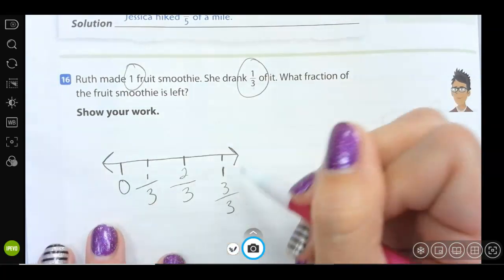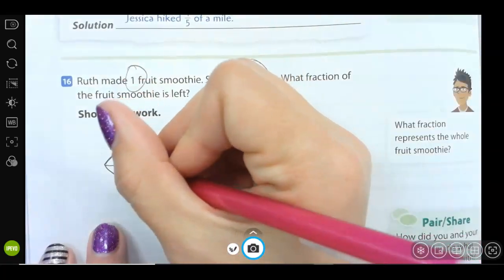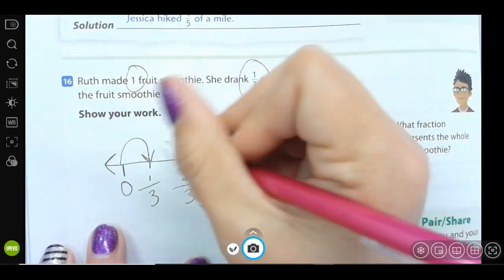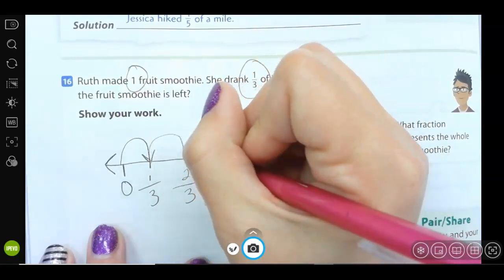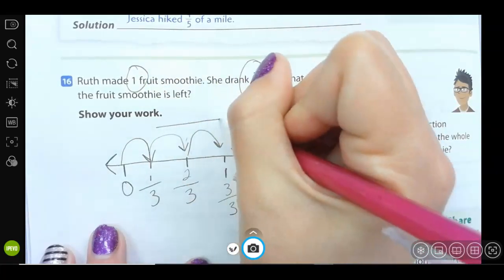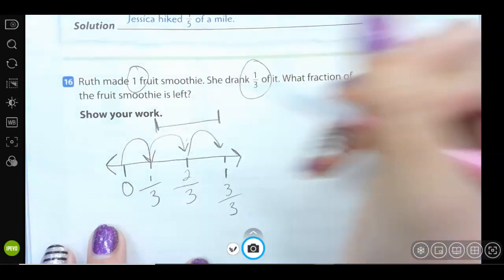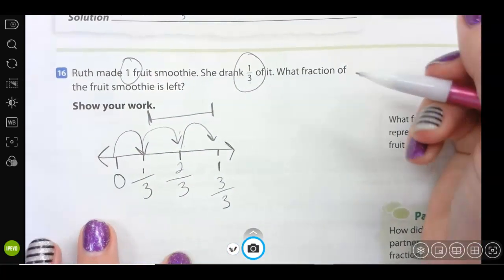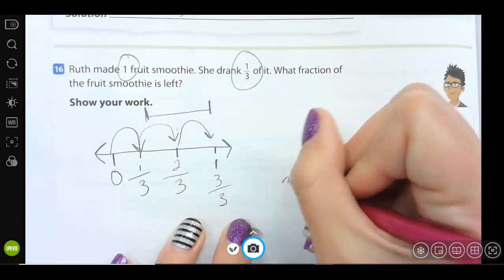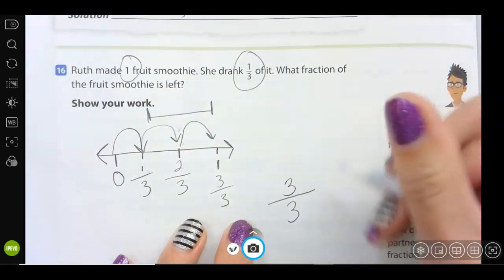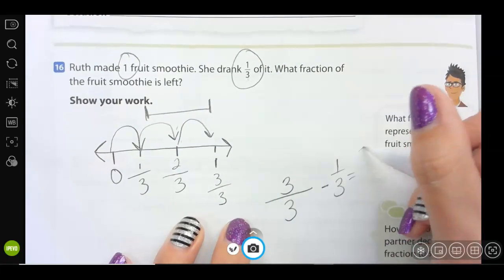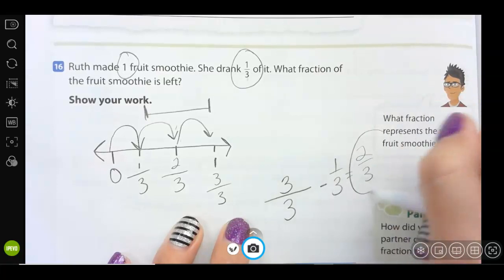Okay, so this is her whole fruit smoothie. She drank 1/3. So how much is left? 2/3 is what's left. Okay, so that's what your number line would look like. And if we write it as an equation, we're going to start with 3/3, subtract 1/3, and we'll have 2/3 left.